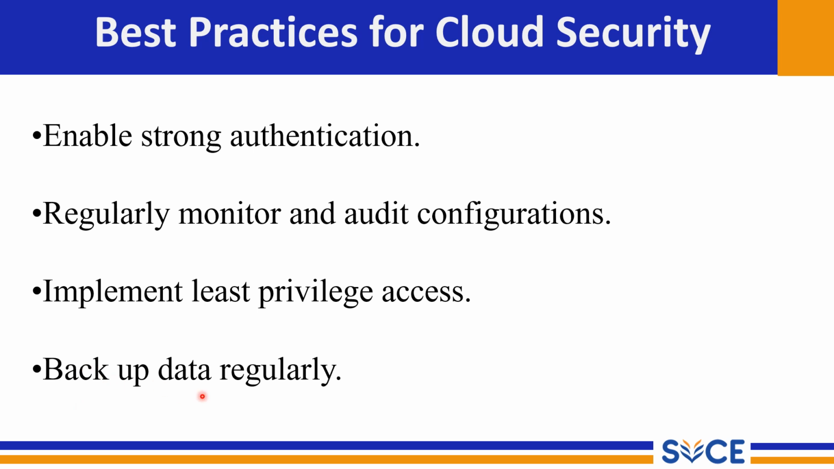And the last one is backing up data regularly. Here we can protect against accidental deletion, ransomware, and system failure. We can automate the cloud backup and schedule regular backups. We have to follow the 3-2-1 backup rule: keep 3 copies of data on different media with 1 offsite copy. This is called the 3-2-1 backup rule.